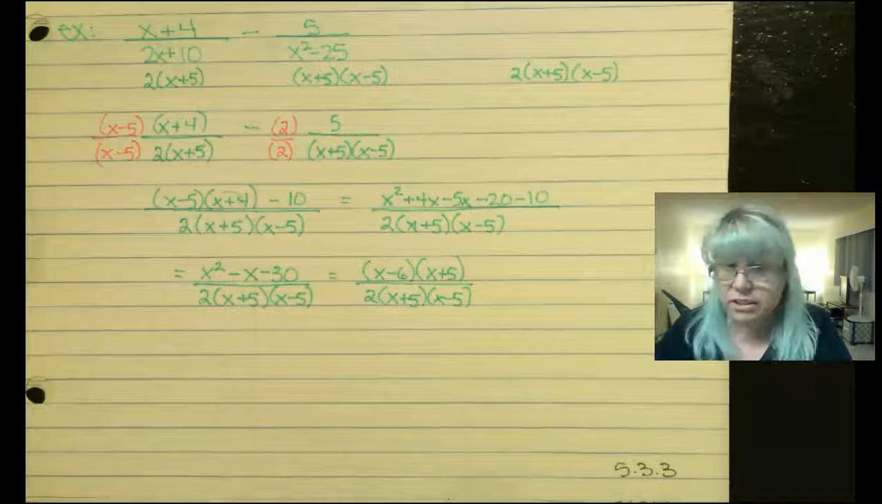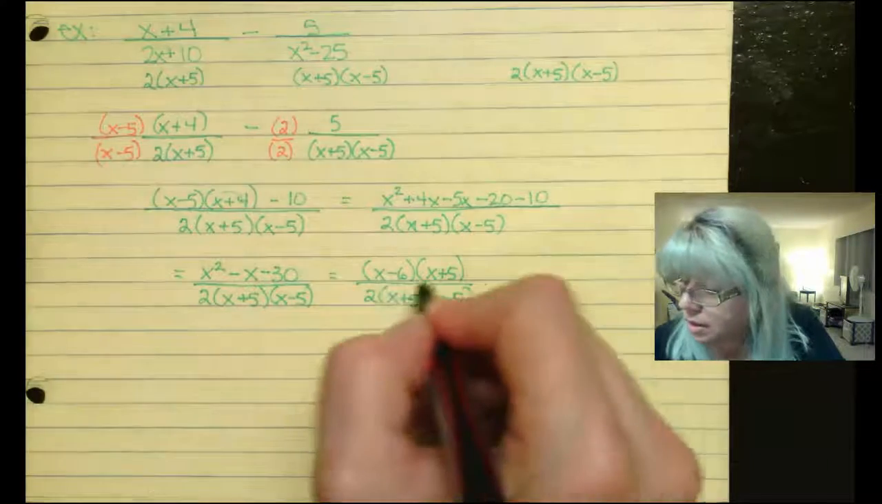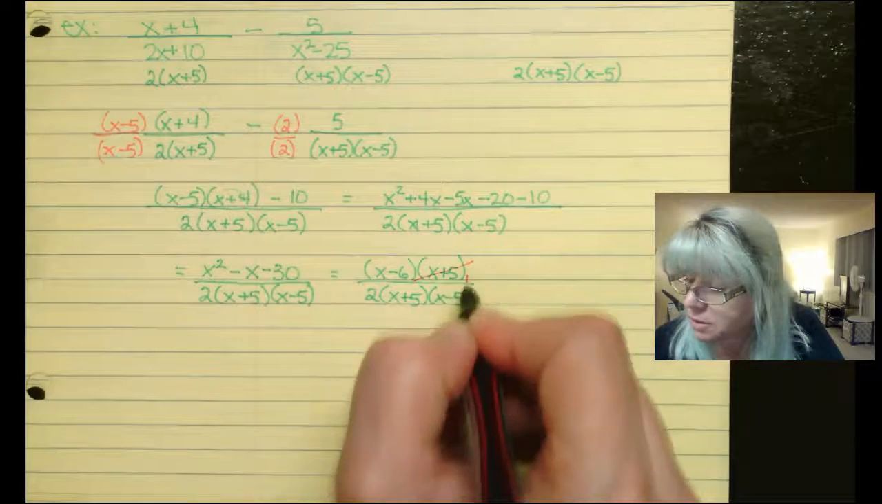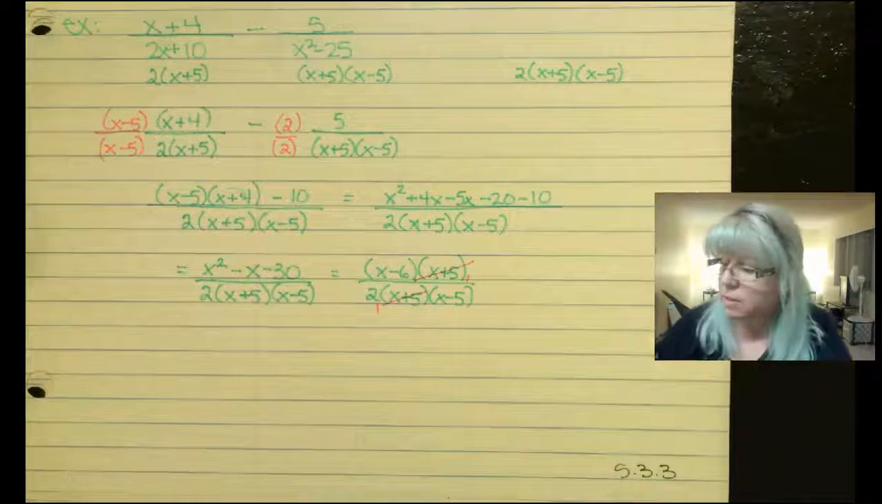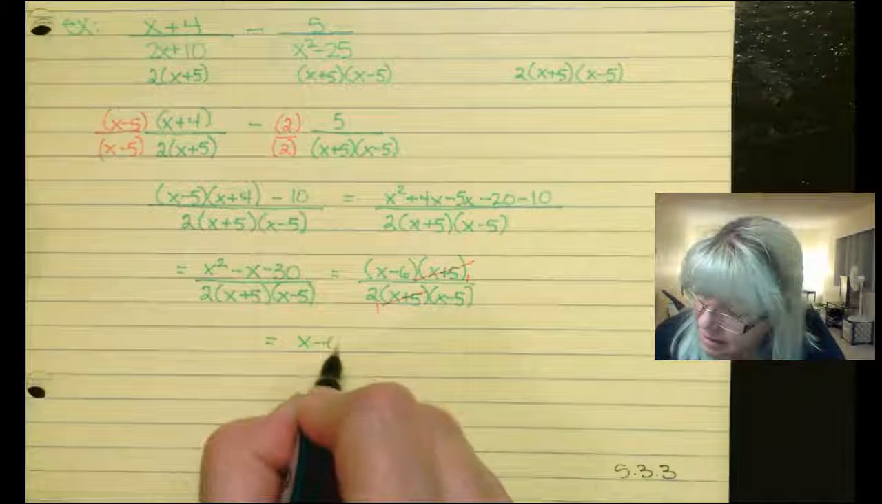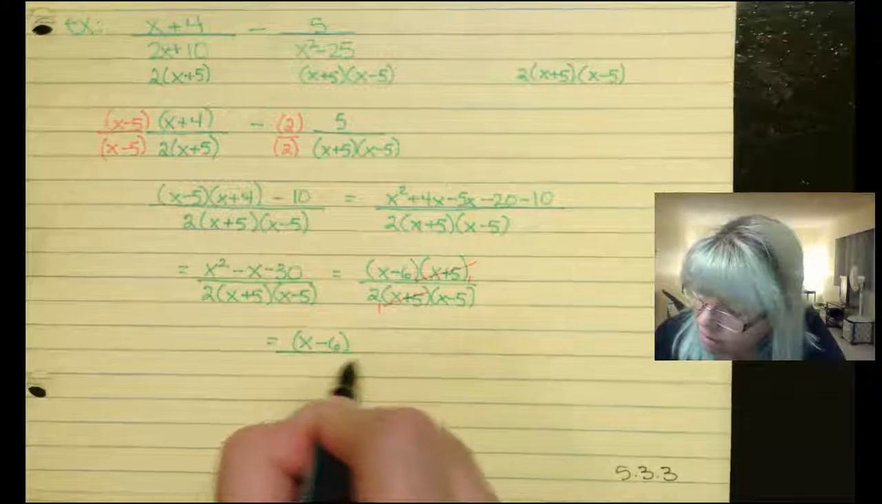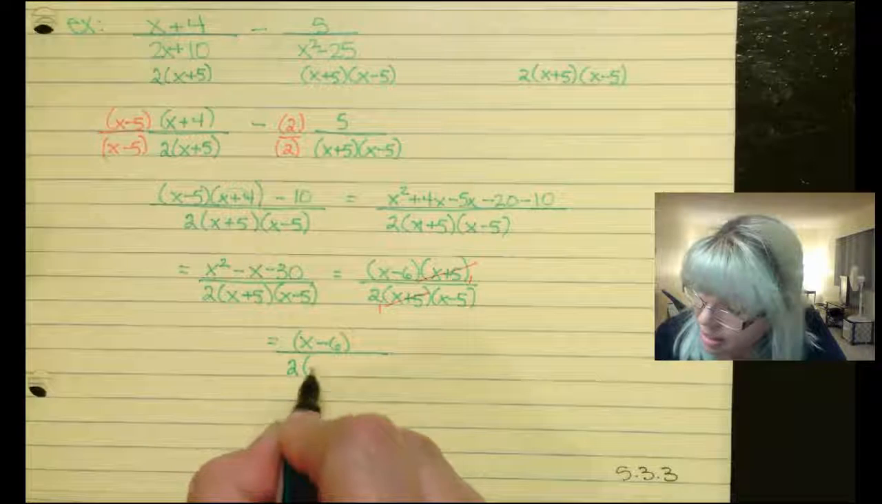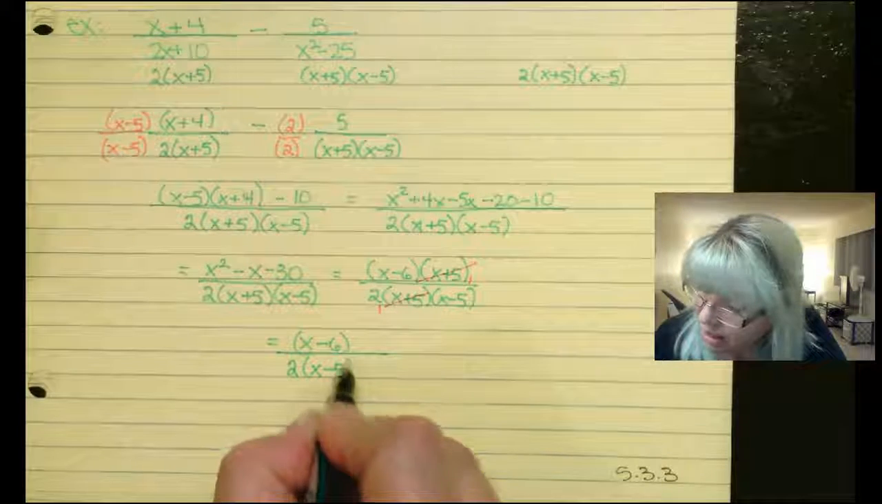Now that everything's factored, I can reduce. x plus 5 goes into x plus 5 once, x plus 5 goes into x plus 5 once. My final is x minus 6 all over 2 times x minus 5.